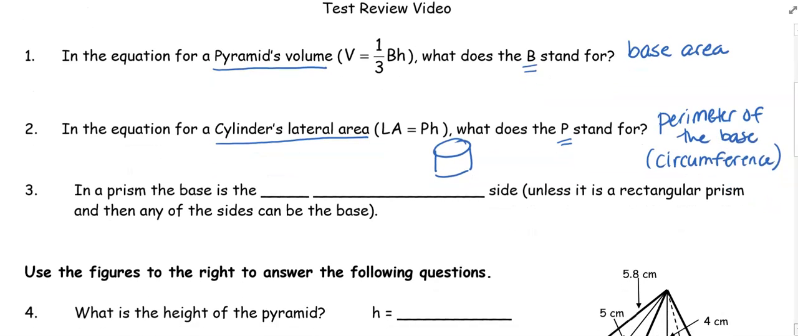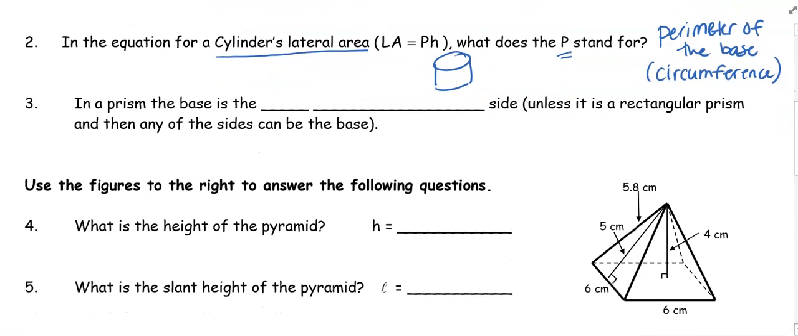So it's important to pay attention to the shape of the base. In a prism, the base is the non-rectangular side. Unless it's a rectangular prism, then any of the sides can be used.